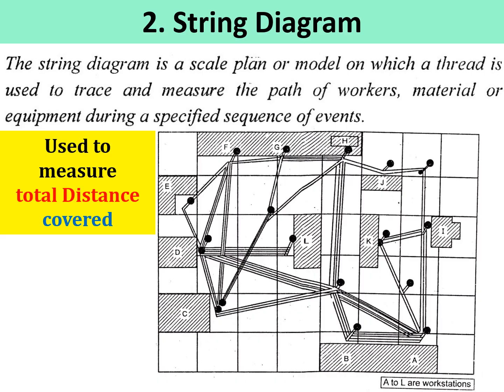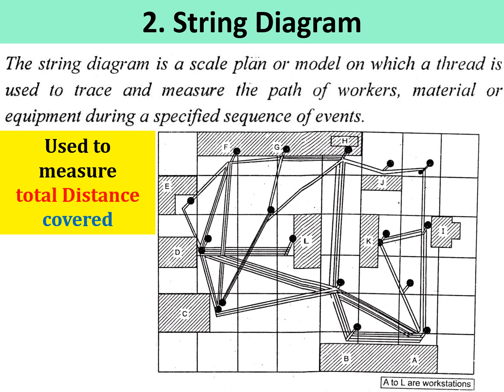And coming to the second diagram, the string diagram, this is used to measure the total distance covered by workers, materials, or equipment during a specified sequence of events. Every material has different operations to complete: drilling, milling, bending, then other surface finish operations, heat treatment operations. So it has to move from one station to another roughly, zigzag, linearly or systematically. Those movements are recorded by using thread joined in the pictures. This picture shows the thread joining, that is the movement of material between the workstations.